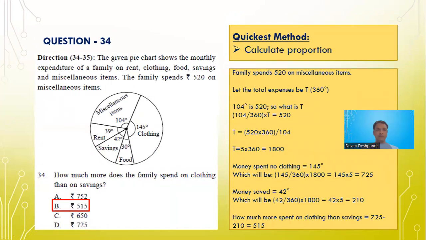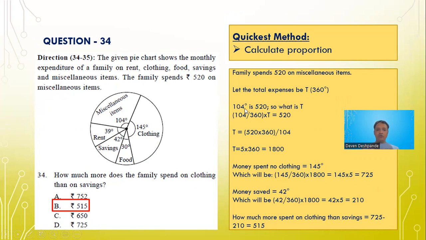Now, next one. The given pie chart shows the monthly expenditure of a family on rent, clothing, food, savings, and miscellaneous items. The family spends 520 rupees on miscellaneous items. How much more does the family spend on clothing than on savings? Okay, so this is a pie chart, and the full circle of the pie chart is 360 degrees. 520 is spent on miscellaneous items. Only this part is 520.